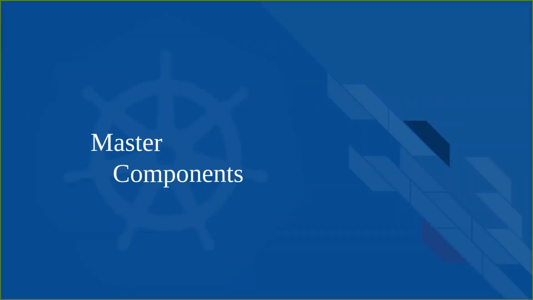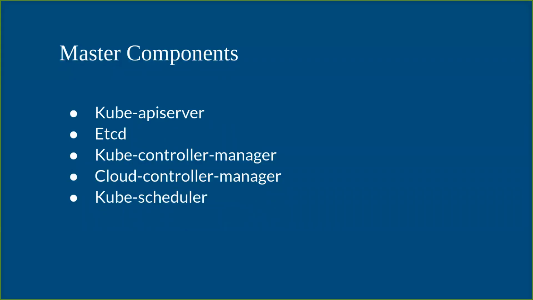Now let us discuss some of the components in the Kubernetes master. These are the 5 main components in the master machine. First, the kube API server, which is also called the heart of the Kubernetes cluster. We have etcd, a key value pair database, which stores the cluster information. Then we have kube controller manager, which takes care of deploying containers on the worker nodes. And if we are running our Kubernetes cluster on a cloud platform such as AWS, GCP or Azure, we have a cloud controller manager, which takes care of deploying the containers.